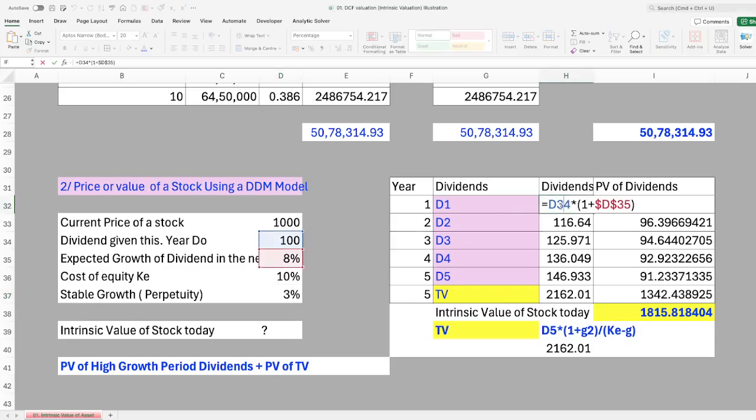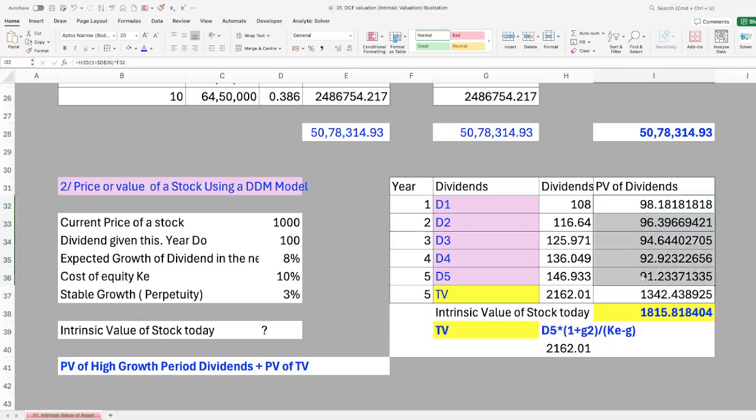Let's understand. Let's put the dividends in the first 5 years, D1, D2, D3, D4, D5. So that means 100 into 1 plus 8%. Similarly, D2 is D1 into 1 plus 8%. Let's put the first 5 years' dividends, then using the cost of equity, which is used as the discount rate, let's calculate the present value of the known dividends in the high growth period.